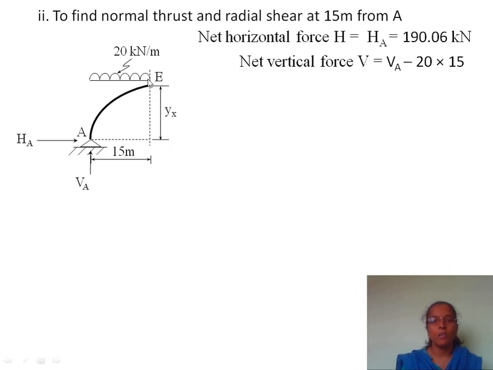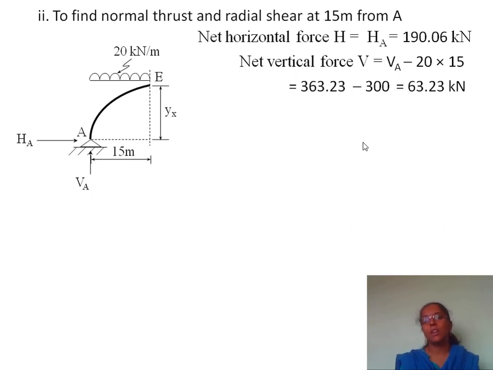Therefore UDL will be acting for a total of 15 meter, therefore 20 into 15. Substitute it, 363.23 minus 300, that gives a net vertical force of 63.23 kilonewton.